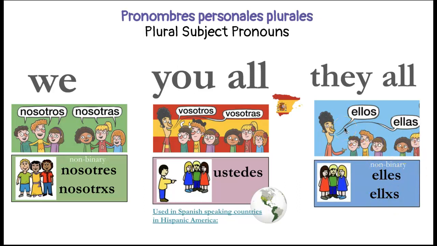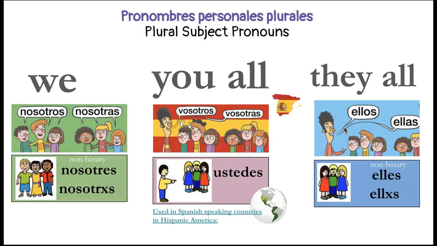That would be the non-binary form of this. So we have yo, and if you can repeat after me: yo, tú, usted, él, ella, ella, nosotras, nosotros, nosotras, nosotres, vosotros, vosotras, vosotres, ustedes, ellos, ellas, ellas.